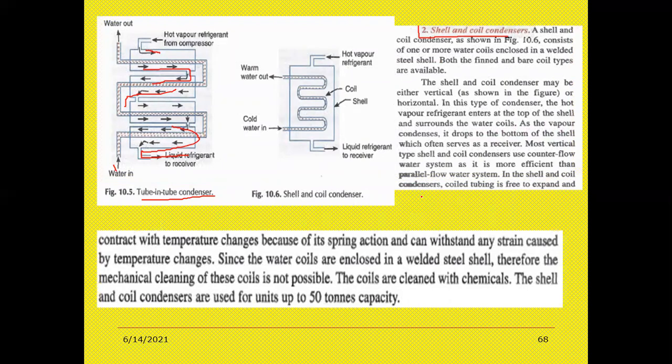So that is the mechanism of the tube in tube condenser. Next one, shell and coil condenser. See the figure on the left side, you can see the shell and coil type of condenser. Next one is the shell and coil condenser.